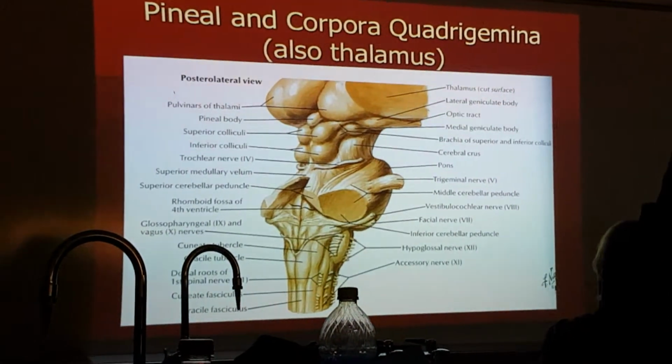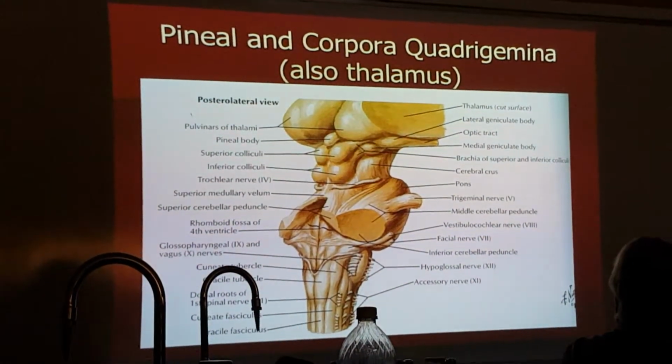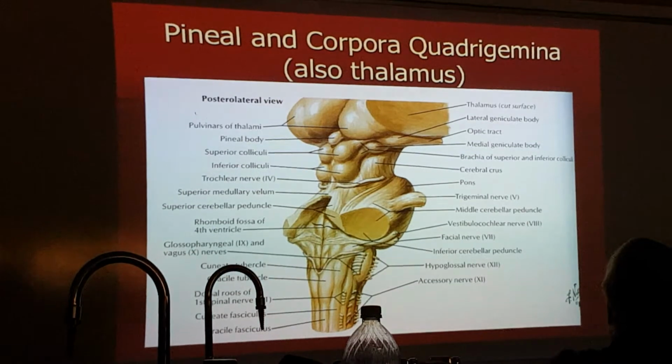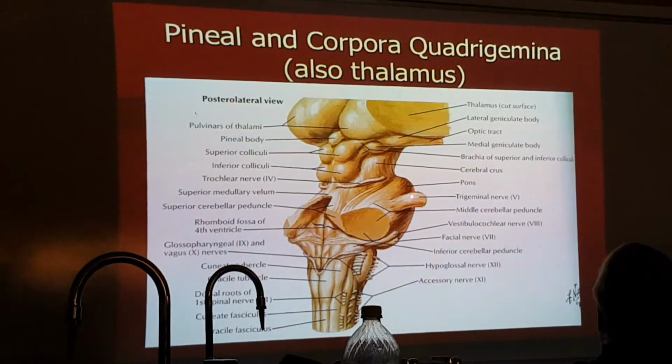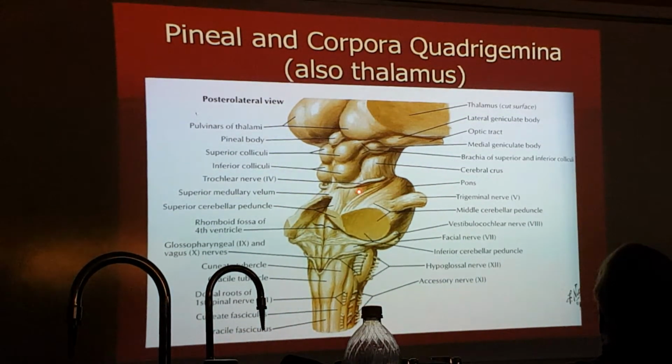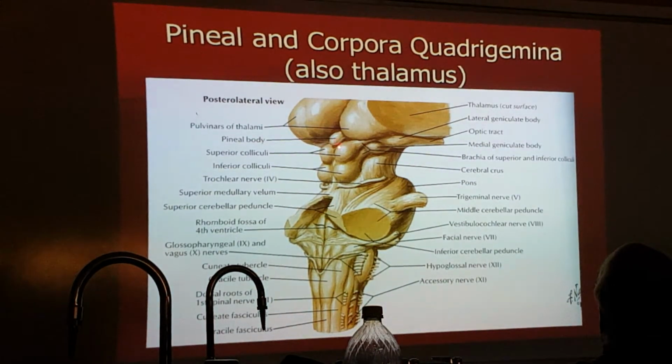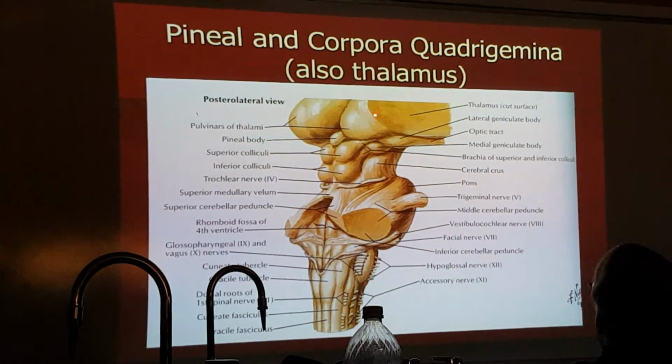Okay, and here's a posterior view, posterolateral view. Here's the huge trigeminal nerve coming out of the pons. Remember, trochlear nerve, corpora quadrigemina, pineal gland, the two thalami, that are connected by the interthalamic adhesion.